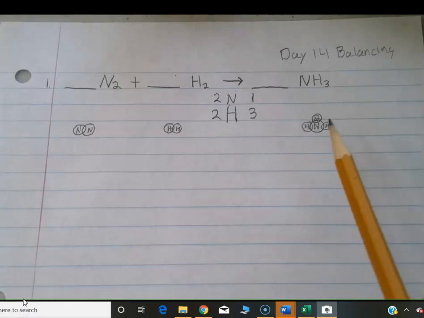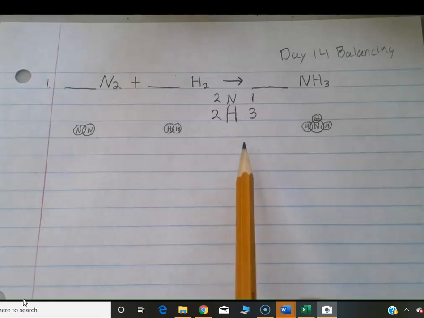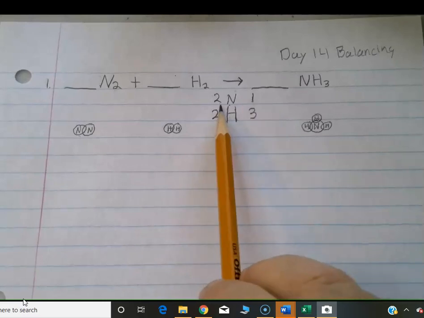Okay, so let's go ahead. How are we going to do this? First of all, just pick an element. It doesn't matter where you start in most cases. In some cases it does. In this one it doesn't. I could have picked either nitrogen or hydrogen. I'll actually do this one both ways to show you that. But I'm going to start with nitrogen because the numbers are smaller and they look easier to balance.